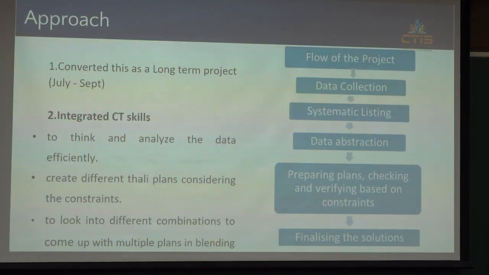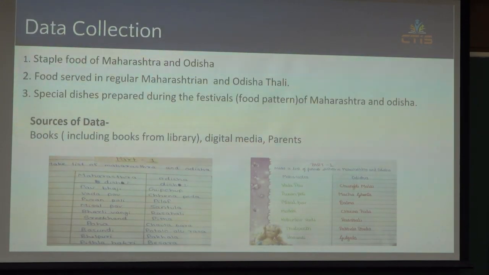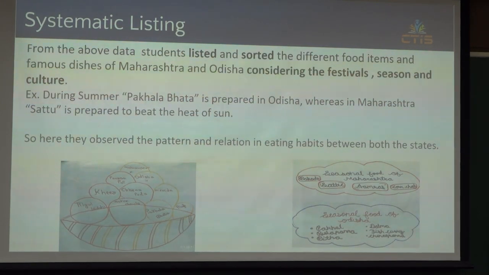Students collected data from various sources on the staple food of Maharashtra and Odisha. Then they collected the information on the regular food served in both the states. With that, they had to search for and collect data like special dishes prepared during the festivals. Next, from the above data, they listed and sorted the different food items and famous dishes of Maharashtra and Odisha, considering the festival season and culture.